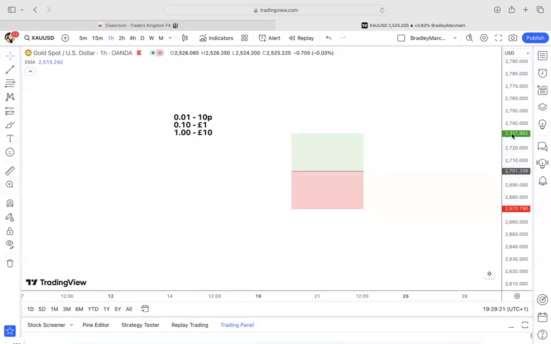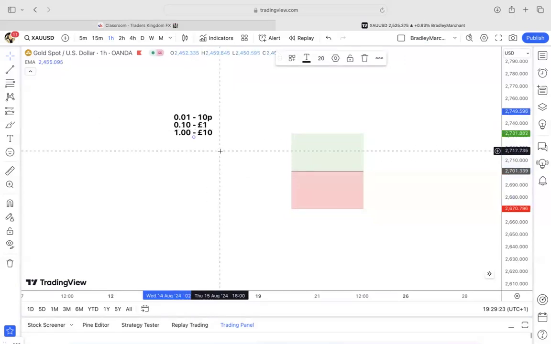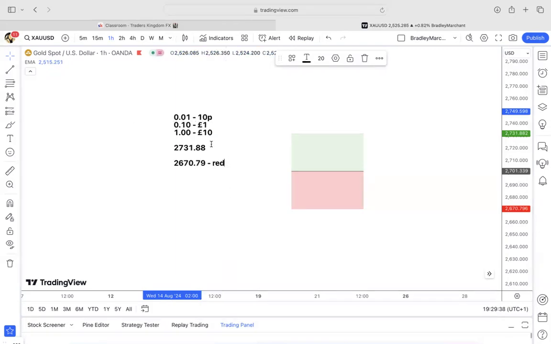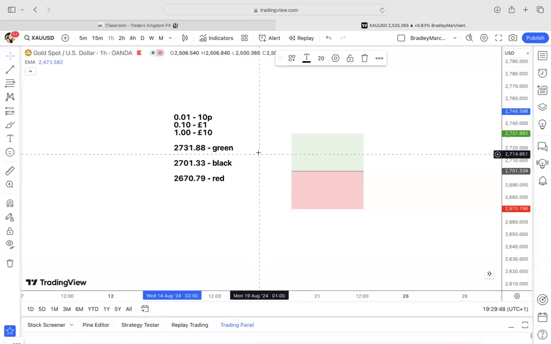So if you see here on the right-hand side, the numbers that we have are 2731.88 in green, right? We have 2670.79 in red. So let's just put these there so you guys can see it. And then in black, we have 2701.33, just so you guys can see this visually. So again, if this is making sense, I hope it is. If it's not, you might have to watch some of the education.